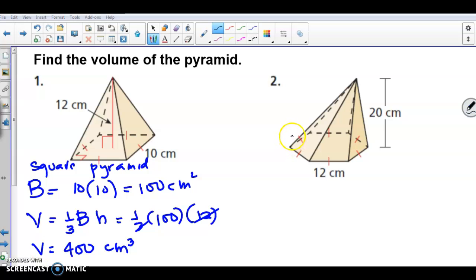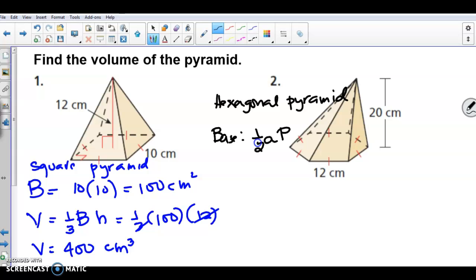Now for the second one, what do we have here? How many sides at the bottom? 1, 2, 3, 4, 5, 6. So that's a hexagon. So this is an example of a hexagonal pyramid. Since the base is a regular polygon, for the base, we will use the formula 1/2 apothem times perimeter to find its area, right?